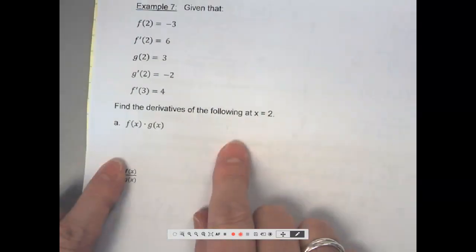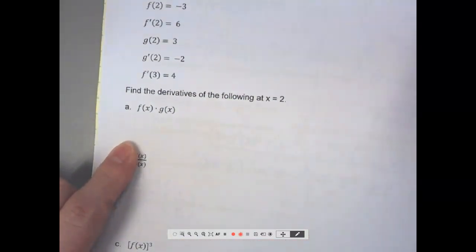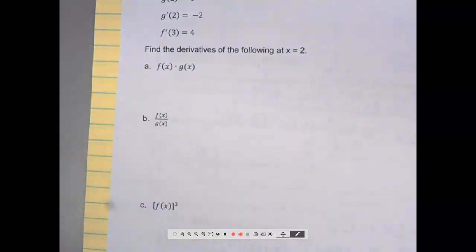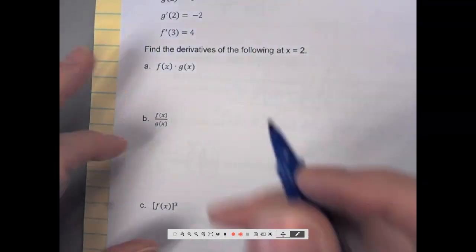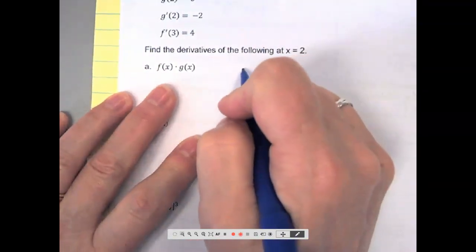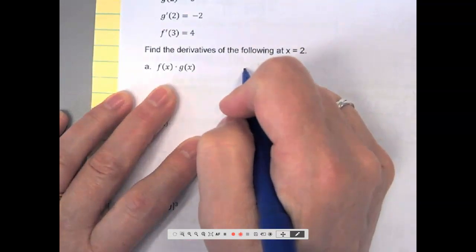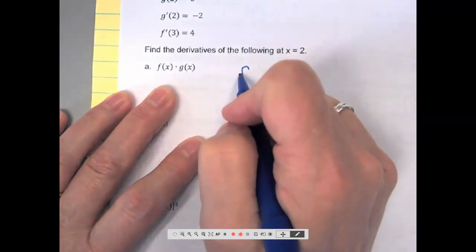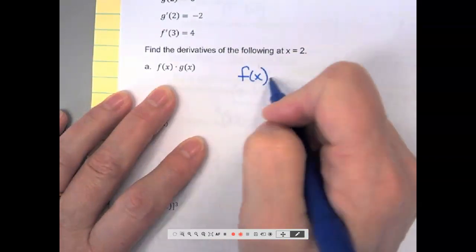Okay, so if I want to find the derivative of f times g at x equals 2, how will I do that? You probably want the product rule. Okay? So let's just use f and g here. Tell me what it would be. Use f and g for me if you can. It'd be f times g prime plus g times f prime.